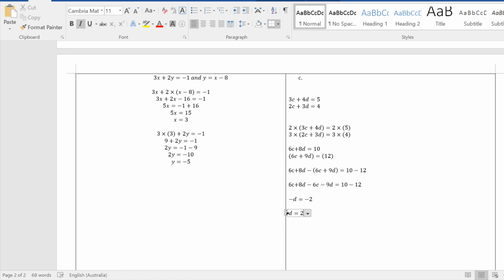Now I'll do some quick substitution. So D equals 2. 4 times 2 is 8. 5 minus 8 is -3. That's going to give us a value of C equals -1. Now, when I substitute D equals 2 into the bottom one, I should get C equals -1. So 3 times 2 is 6. 4 minus 6 is -2. -2 divided by 2 is -1. There's our answer, guys. So even though I made a mistake, it only took about 1 or 2 minutes to correct it.